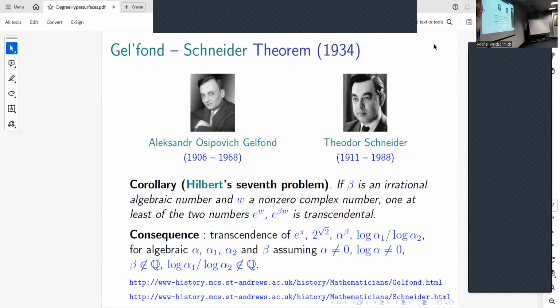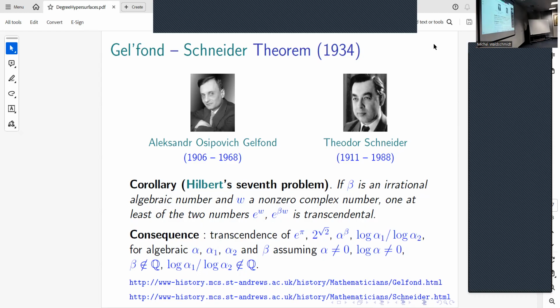Another example is the solution of Hilbert's seventh problem. I mentioned the 14th problem and the work of Nagata. Hilbert's seventh problem was to prove that if beta is an irrational algebraic number and w a non-zero complex number, at least one of the two numbers exponential beta w and exponential w is transcendental. One of them is transcendental. And this theorem has a number of consequences: the transcendence of e to the pi, 2 to the square root of 2, alpha to the beta, log alpha. All these numbers are transcendental.